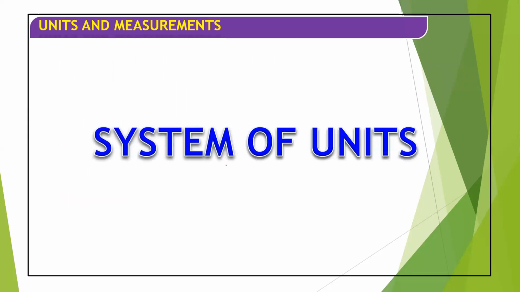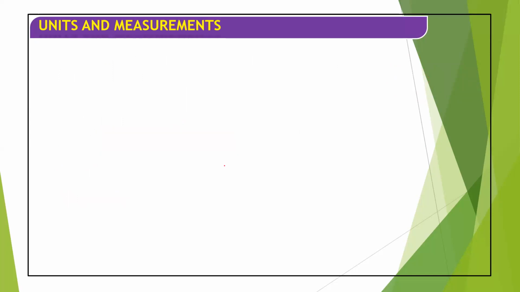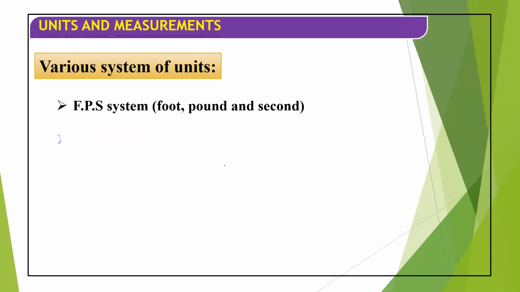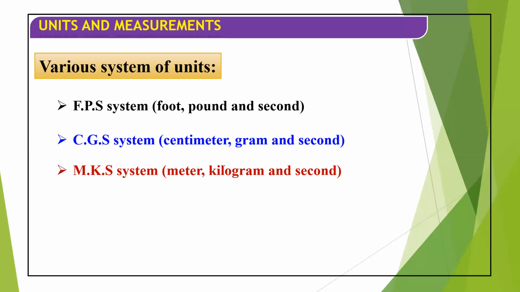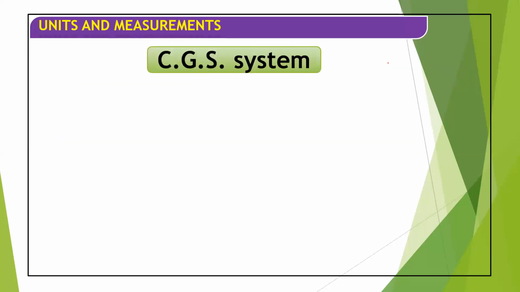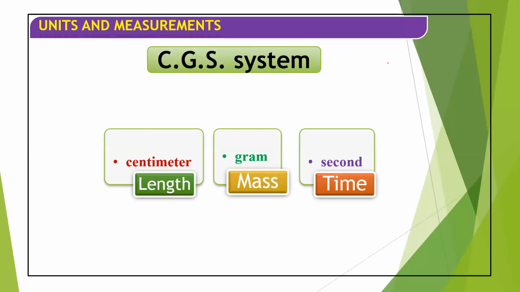So we have system of units. So basically there are three system of units. So the first one is FPS, CGS, and MKS. So FPS stands for foot, pound, and second. CGS stands for centimeter, gram, and second. MKS stands for meter, kilogram, and second. In order to avoid all this confusion, we had something called as SI units. So let's see now. So CGS system, where the length is measured in terms of centimeter, the mass is measured in terms of grams, and the time is measured in terms of second.